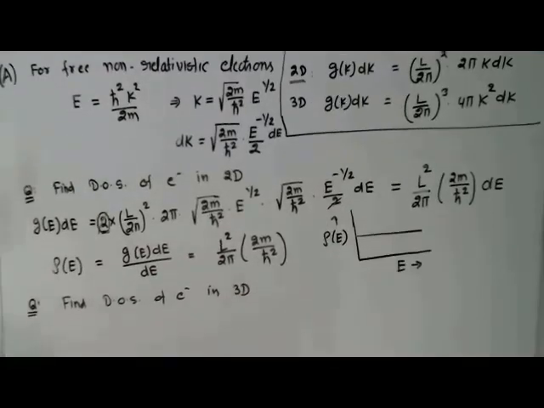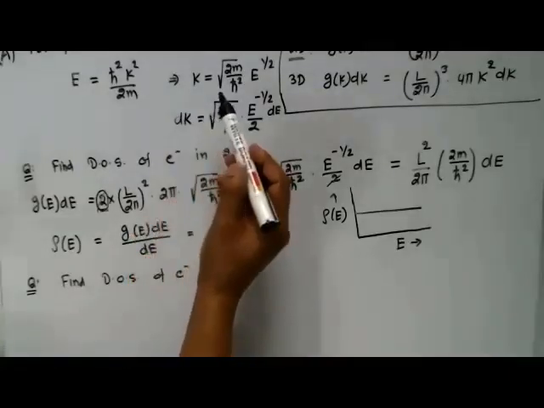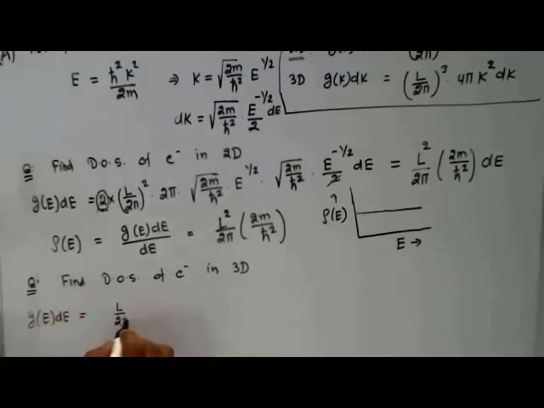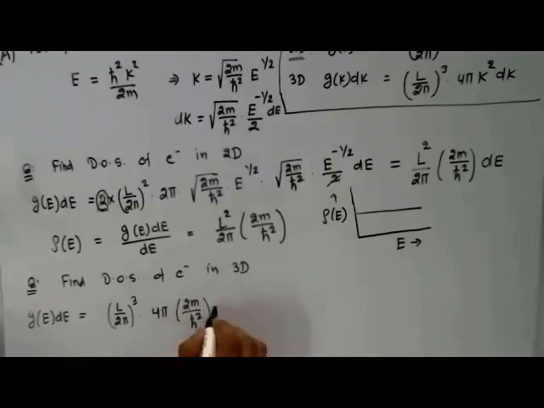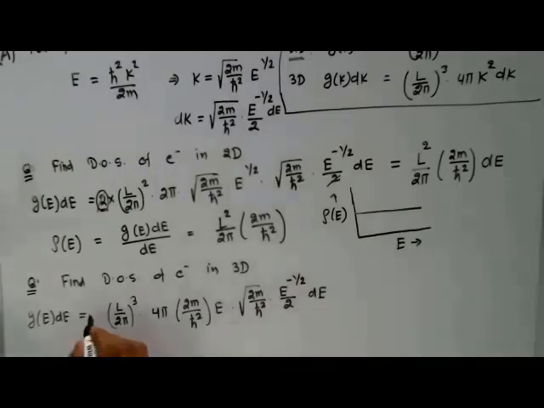So what will you do in 3D? So now you see, we can put these terms here in the 3-dimension case. So the G(E) that you have becomes what? L upon 2 pi whole cube and 4 pi. Now k square simply becomes 2m upon h bar square and E, and then dk means 2m upon h bar square and E power minus half divided by 2 into dE. And here also we will multiply by 2. So this factor is the spin degeneracy factor.